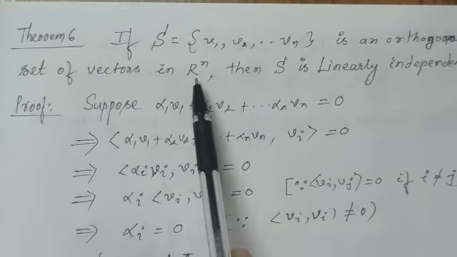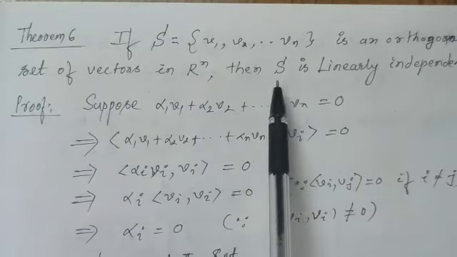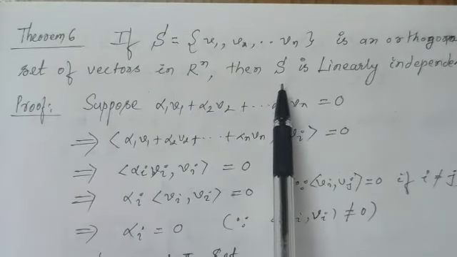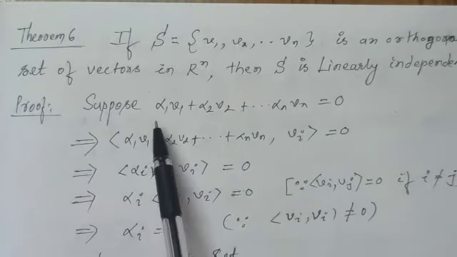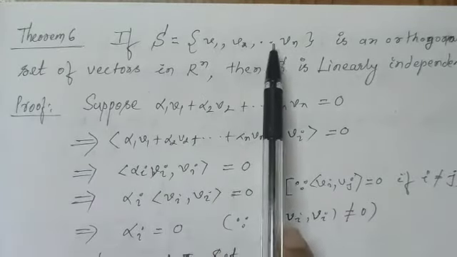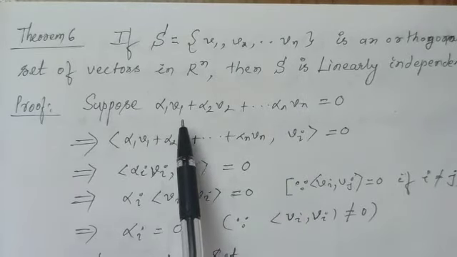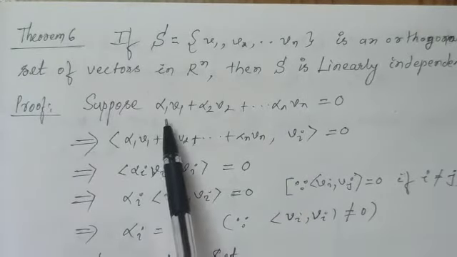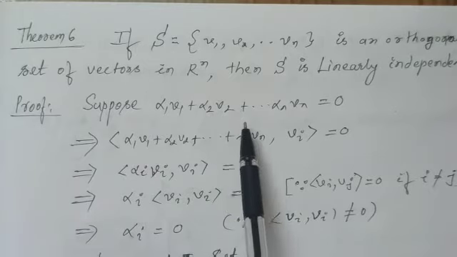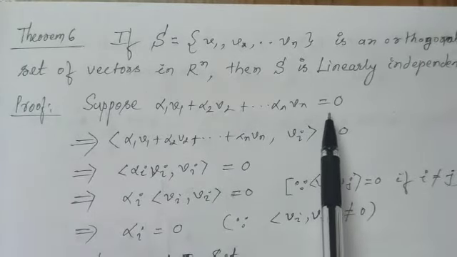They are vectors in R^n, then definitely if they are orthogonal, they are linearly independent. So that's what we wanted to prove in this theorem. Suppose, how to prove that these are linearly independent? Always we take an equation like this: alpha 1 v1 plus alpha 2 v2 plus etc. alpha n vn is equal to 0.